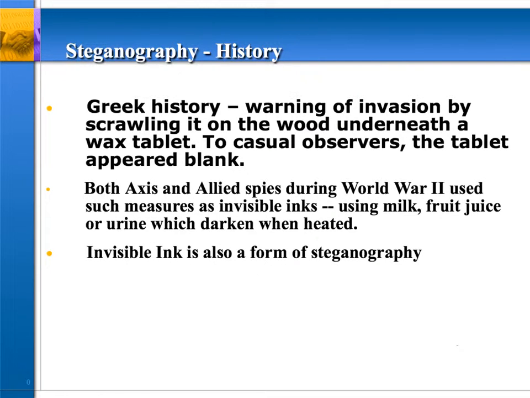Greek history: a warning of invasion was scrolled on wood underneath a wax tablet. To casual observers, the tablet appeared blank. Both Axis and Allied spies during World War II used it, like invisible inks using milk, fruit juice, or urine, which darkened when heated, and the message would come through. Invisible ink is also a form of steganography.